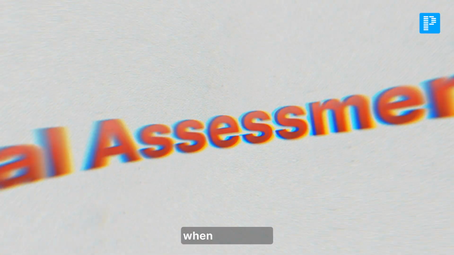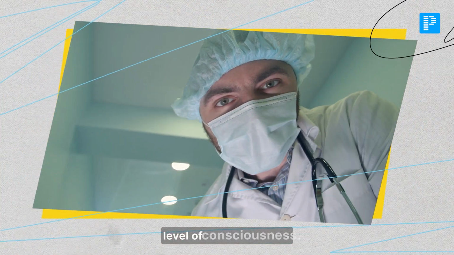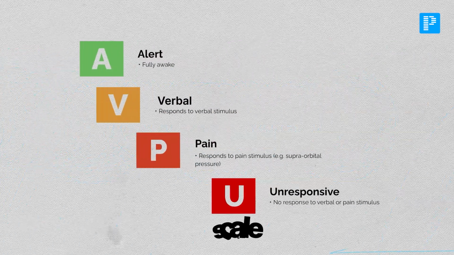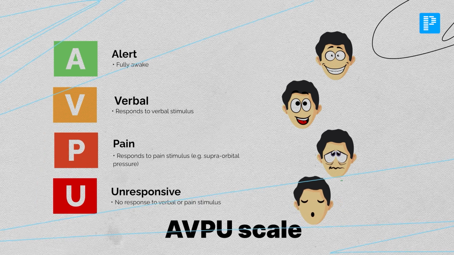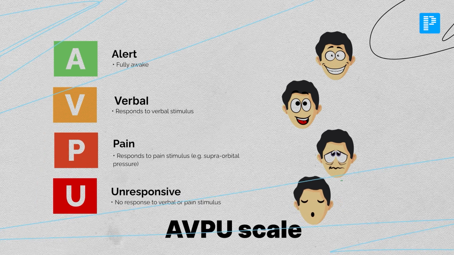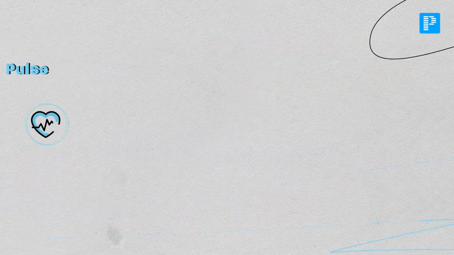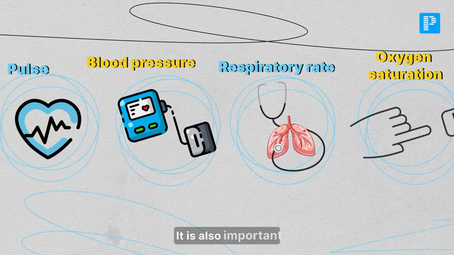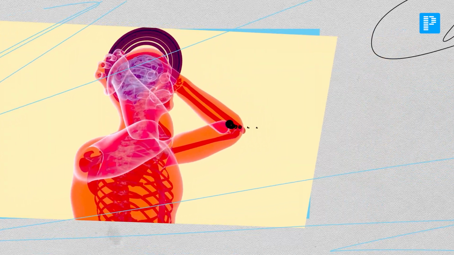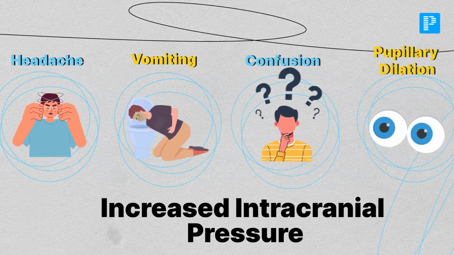Let's dive in. When assessing a head injury, the first step is to evaluate the patient's level of consciousness. You can use either the Glasgow Coma Scale or the AVPU scale, alert, verbal, pain, or unresponsive, to get a quick snapshot of the brain function. Next is to check vital signs, which include pulse, blood pressure, respiratory rate, and oxygen saturation. It is also important to watch for signs of increased intracranial pressure such as headache, vomiting, confusion, and pupillary dilation.